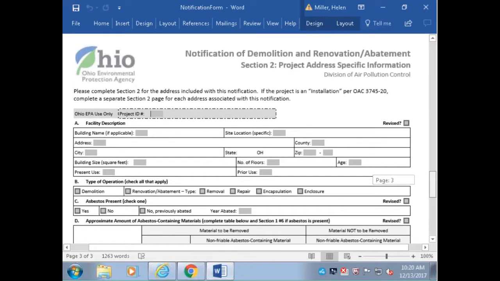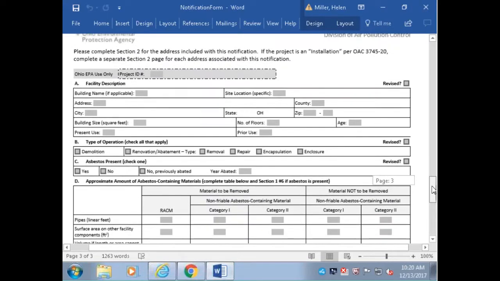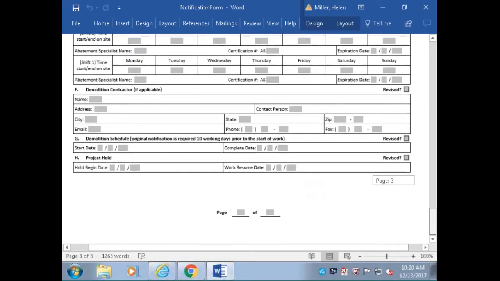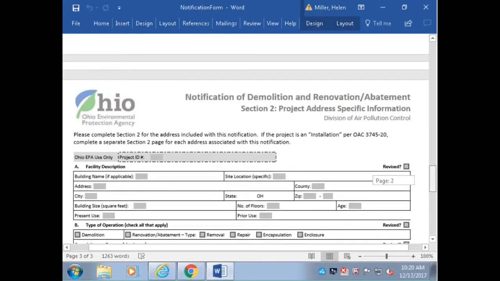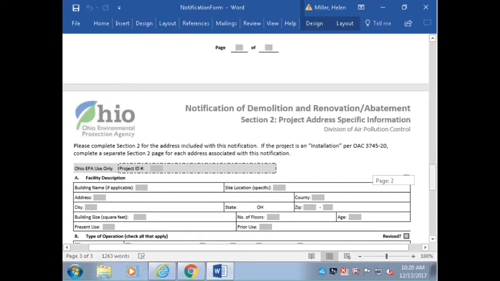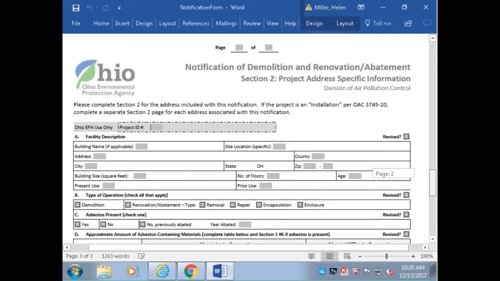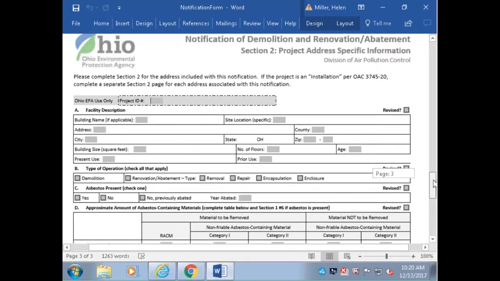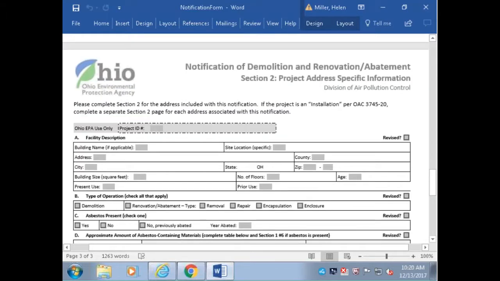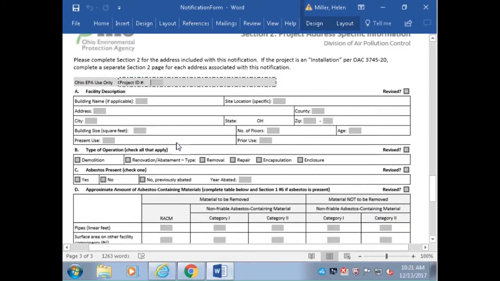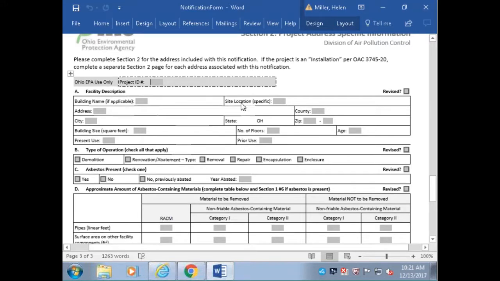So if you don't have an installation, it's just one address that you're filling out. Not a big deal. You'll fill out one of these forms and you'll be done. If it's an installation and you have more than one address, 5, 10, 15, 20, whatever it may be, you will fill out one of these for each address. As we go through here, it's pretty much specific information to each address: building name, site location, address, county, city, state, zip, building number of floors, age, present use, prior use. Very similar to what we've already had with the EPA notice.